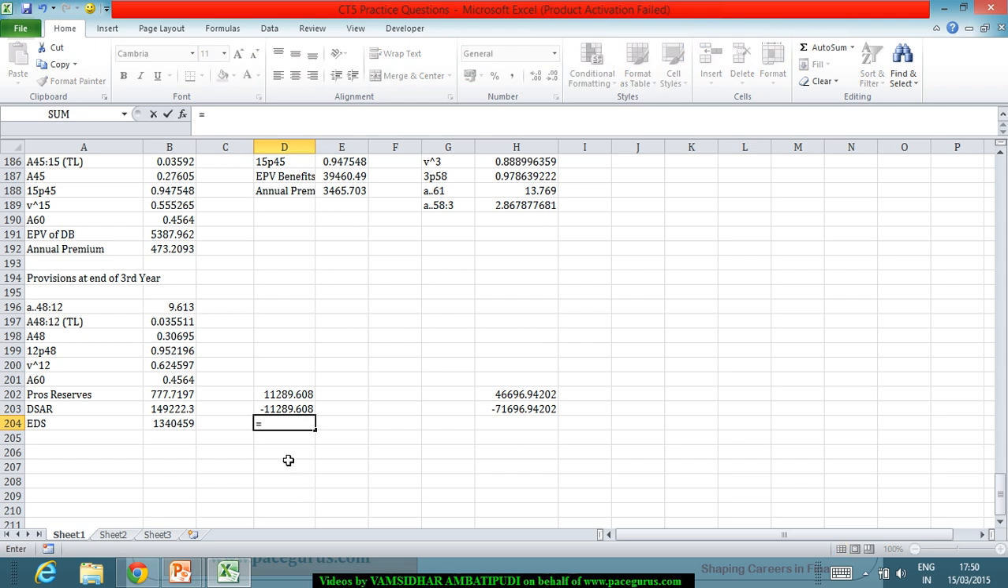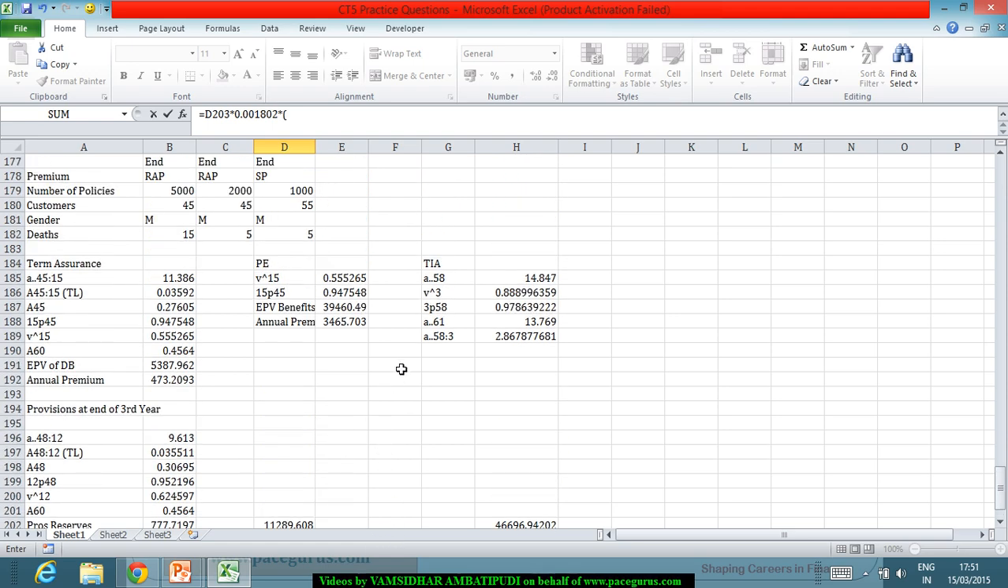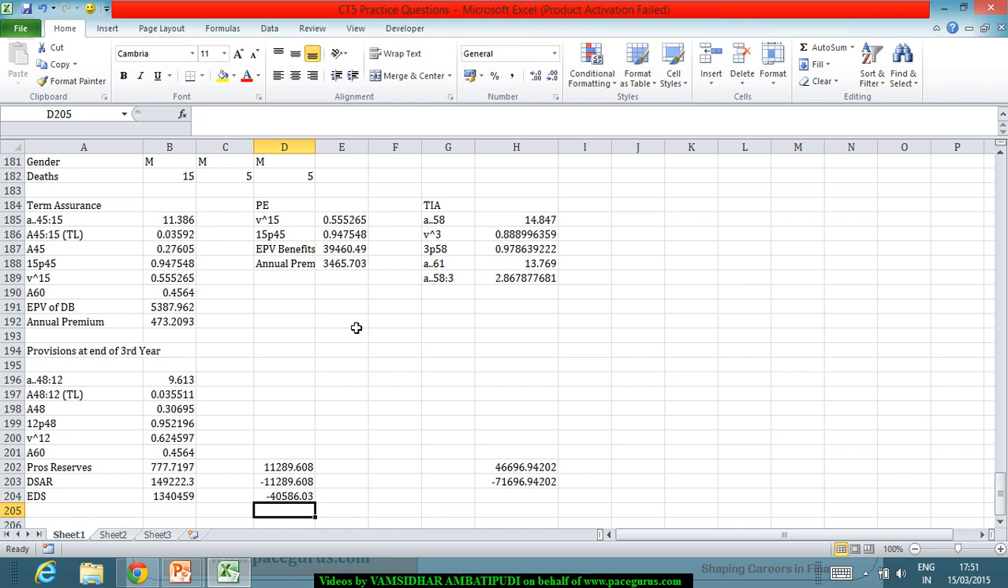And here, this is the death strain. And what is the probability of death? In this case, the probability of death again is dependent on Q47 itself, which is 0.001802, and the number of policies that are still alive during this period is only this much, resulting in an expected death strain at risk of minus 40,000 in this case.